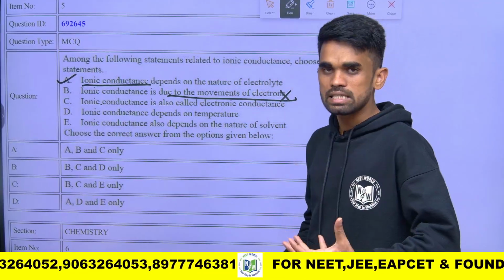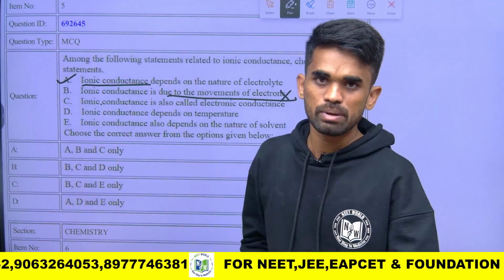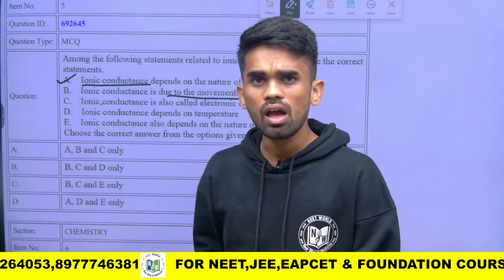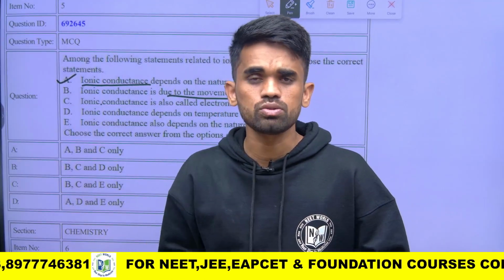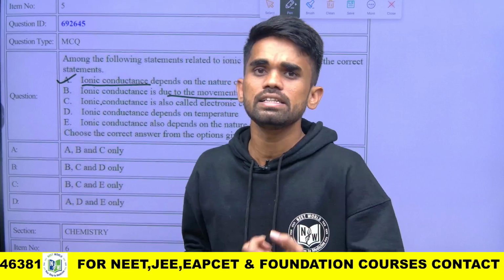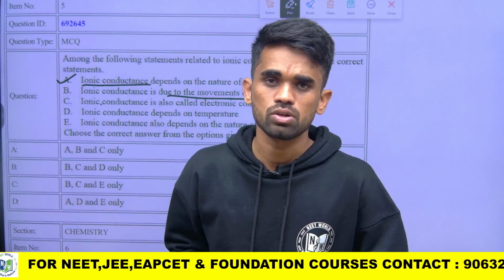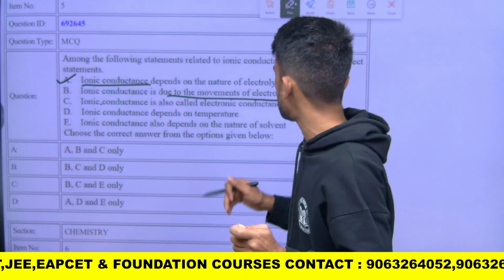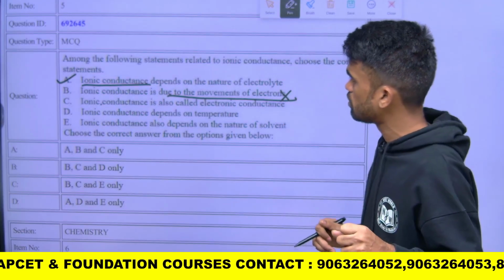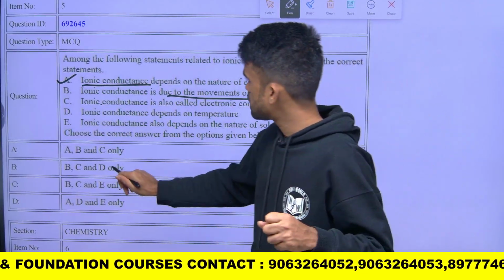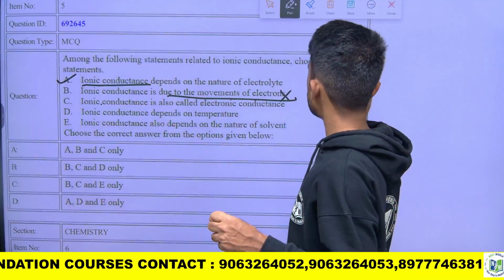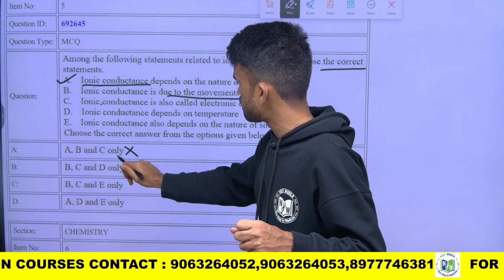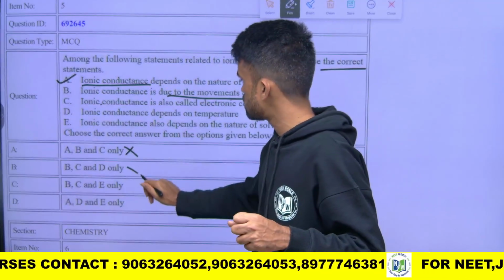In metals, like iron and all, in those metallic substances the conductance is due to mobile electrons, but in ionic conductance it is due to the presence of ions, not due to electrons. So you can remove B. Here, option A, what they are asking is to choose the correct one. So here B is mentioned, so remove that. Here also B is mentioned, remove that.